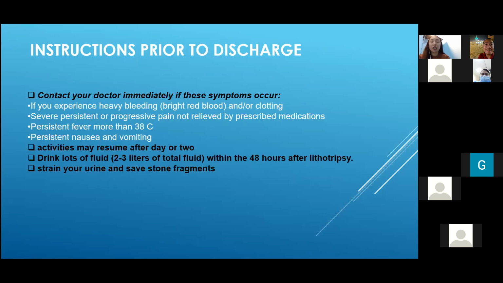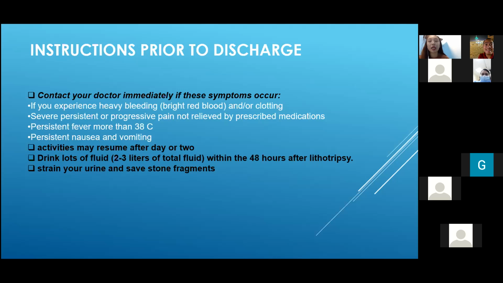Persistent fever indicates sepsis. That's why we give our patients prophylaxis prior to OR, or we give them antibiotics ahead of time. Persistent nausea and vomiting. And also we can instruct them that activities will resume in a day or 2, and they cannot lift heavy objects.